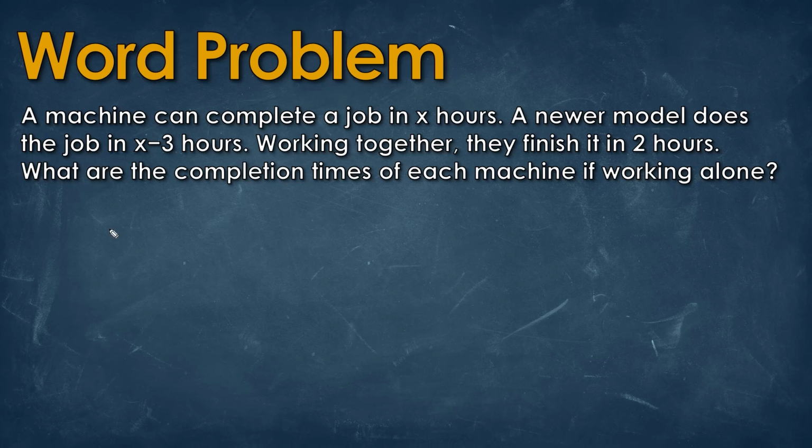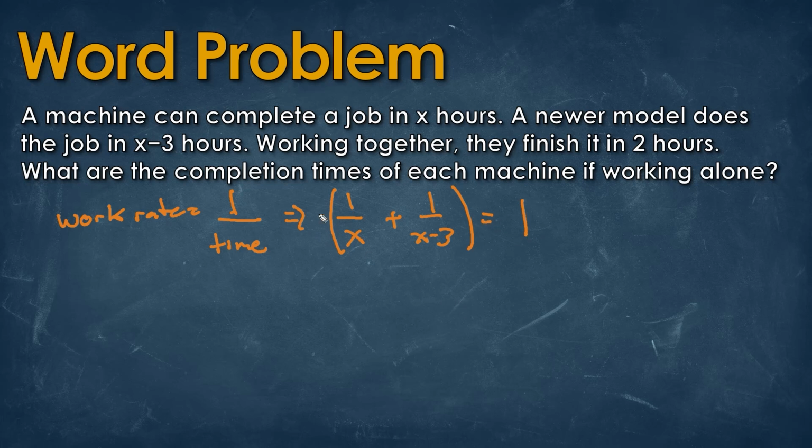So we have to see this information in terms of a fraction, where work rate is going to be equal to 1, which is a completed job, over the time. So that gives us two fractions of 1 over x plus 1 over x minus 3 for those two machines. When we write this as an expression, we're going to say for it to complete one job takes 2 hours to complete. Now we can move this 2 to the other side and simplify these two fractions into a single fraction. We would have 1/2 is equal to 1 over x plus 1 over x minus 3.